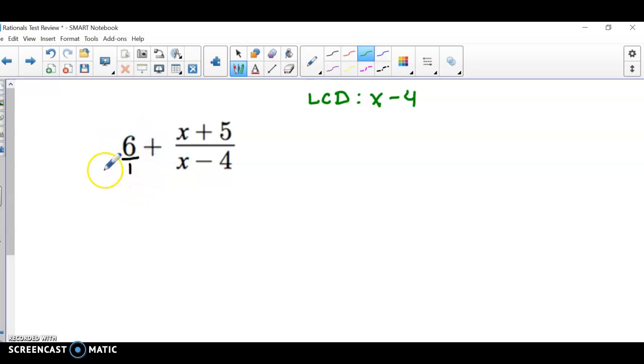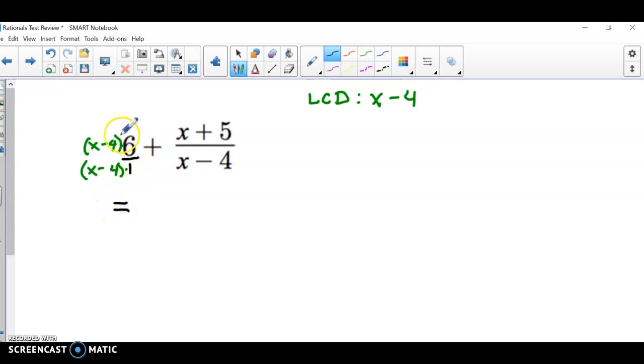It's missing that x minus 4 in its denominator to get to the LCD. So I'm going to multiply the denominator by x minus 4 and the numerator by x minus 4. Because remember, I need to have the same thing being multiplied on the top and on the bottom. That's the same thing as multiplying by 1. I'm not changing the value. I'm just rewriting it so I can add these rational expressions.